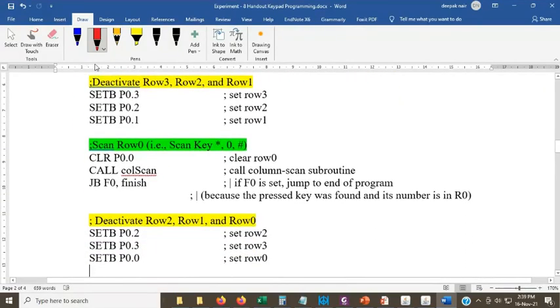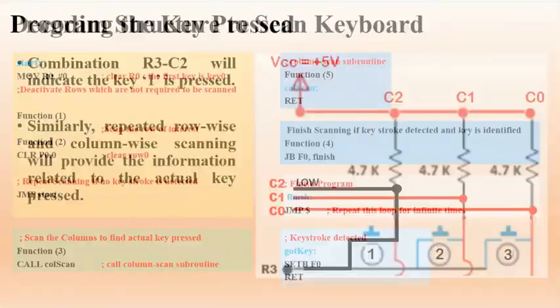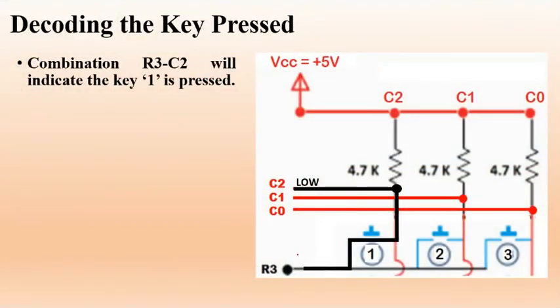First thing you are doing, you are deactivating three rows: row number 3, row number 2 and row number 1. That means setting these bits, like I showed you in the PPT. If I make this pin high, in that case what will happen? I will not be able to detect any of the keystrokes because both will be high in these two. Here you get high, here again you get high. So you cannot detect any keystroke.